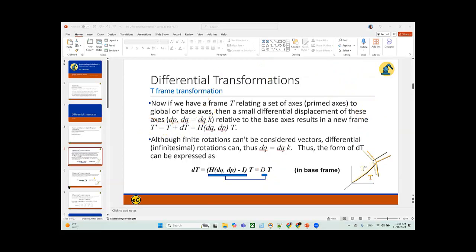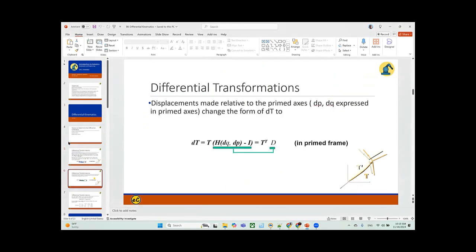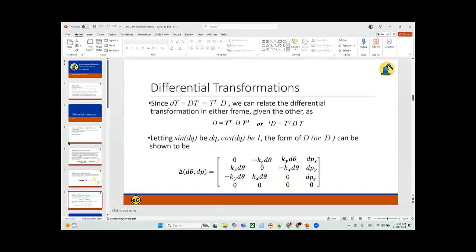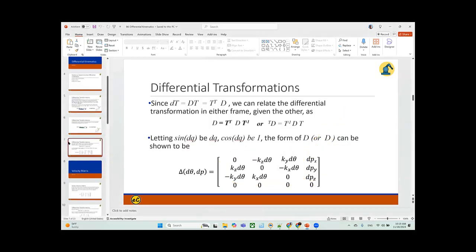That's the kind of differential kinematic that we are looking for. So basically, your homogeneous matrix, you take the derivative on it, and it will give you such a kind of matrix, including the rotational part and displacement part as well.